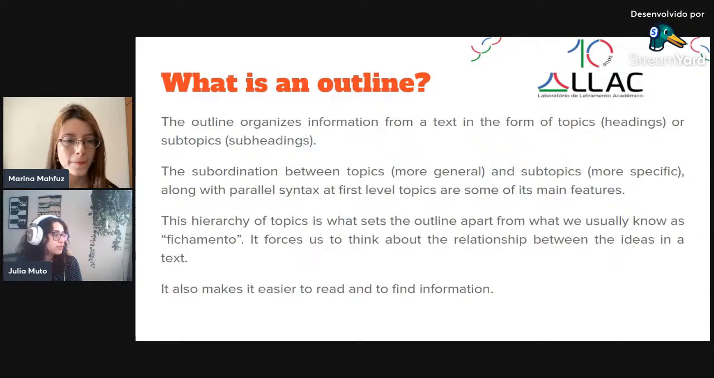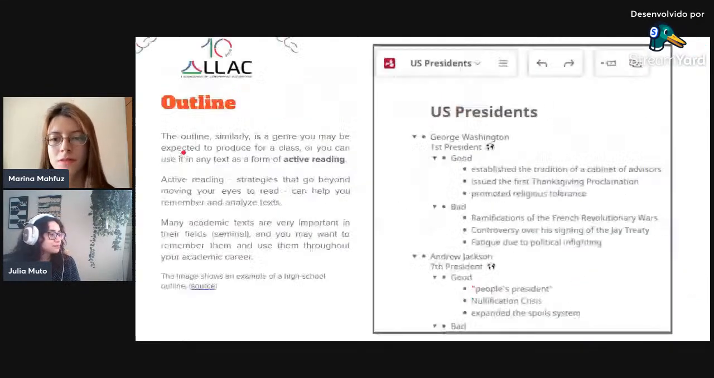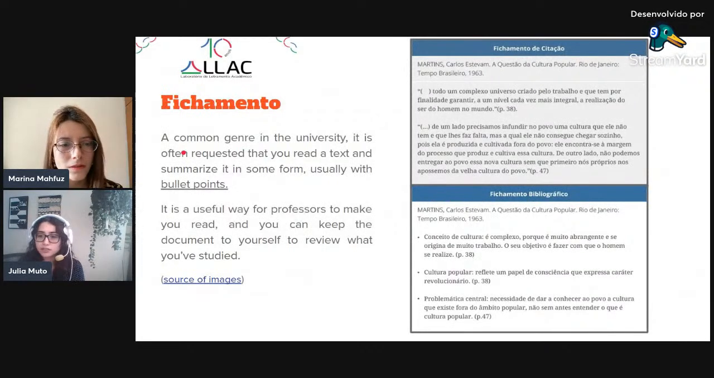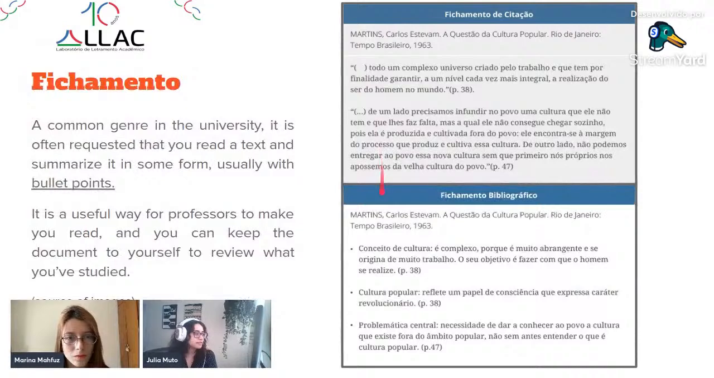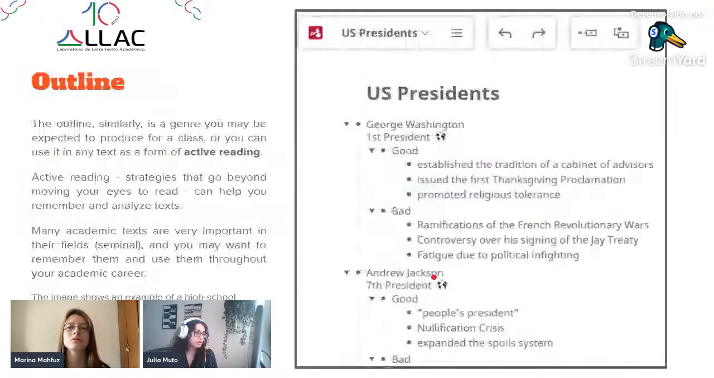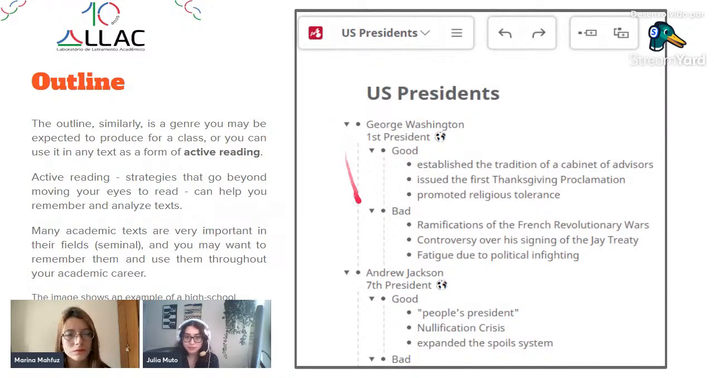Yes, let's see if I can show you. Let's go back to the slides just to compare. So usually fichamentos we do as a line, right? So topics of the same level. This is one topic, this is the same. You don't see any relationship between the topics. If you're using citations, direct citations, or paraphrasing, it's still the same. And then you go to the outline and you have this hierarchy, right?